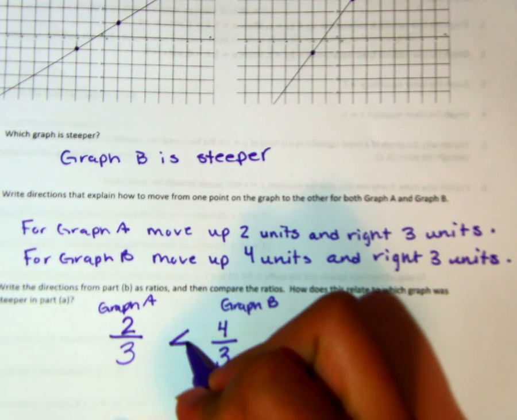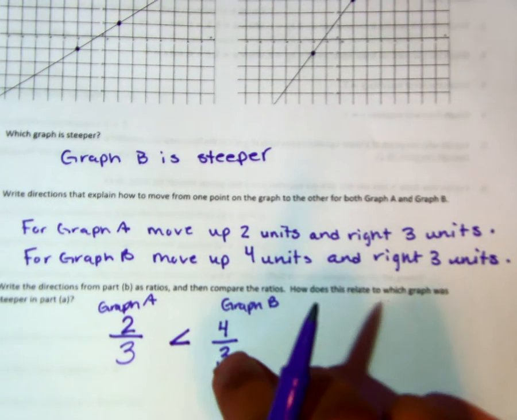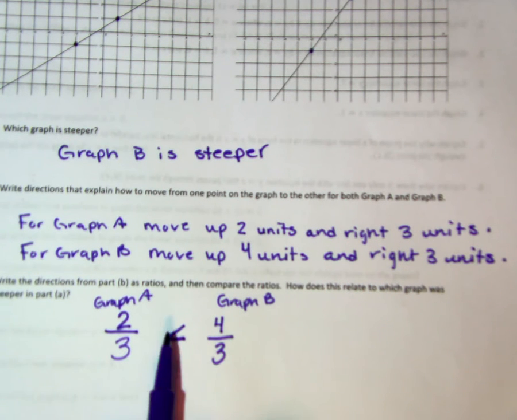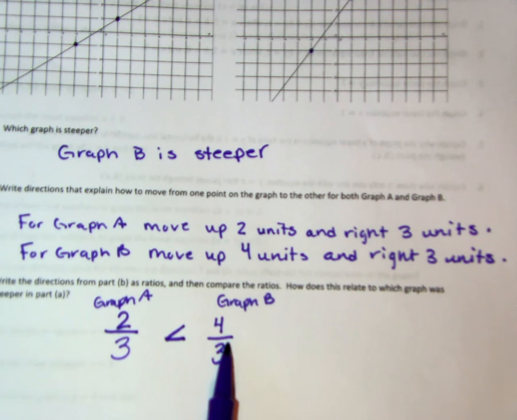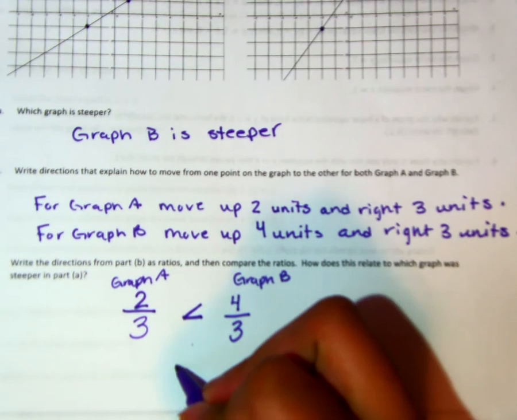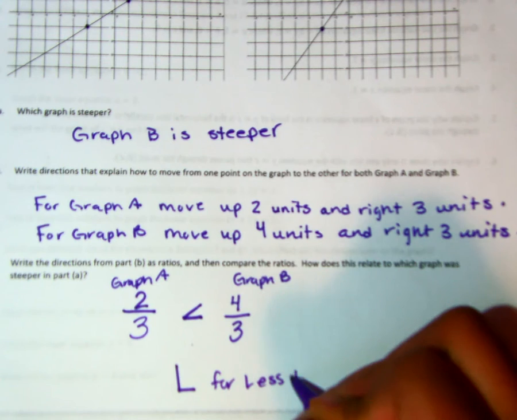You're correct. Graph B is the greater ratio. It's steeper than graph A. Therefore, graph A is less than graph B. Remember, when our inequality symbol faces to the left, it can unfold to make an L, or less than.